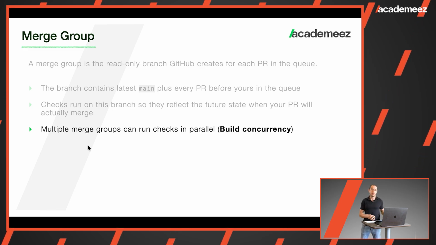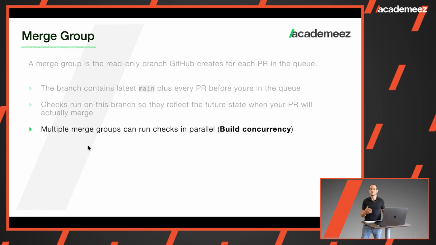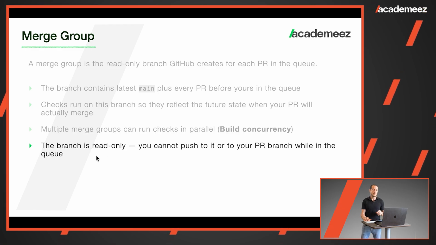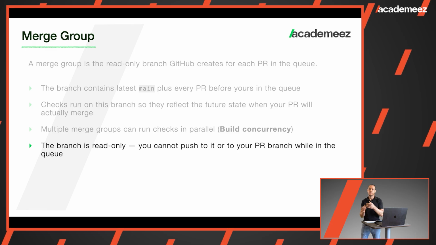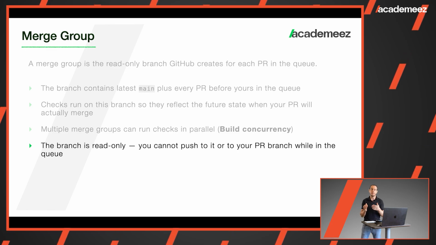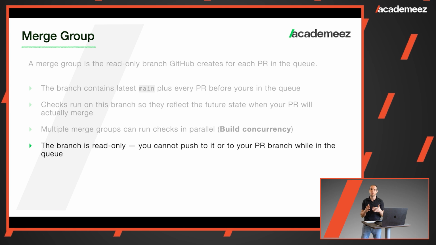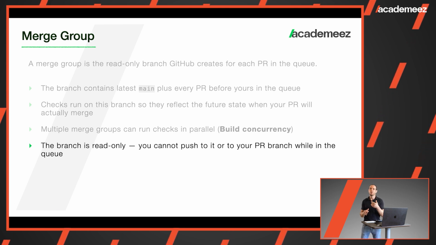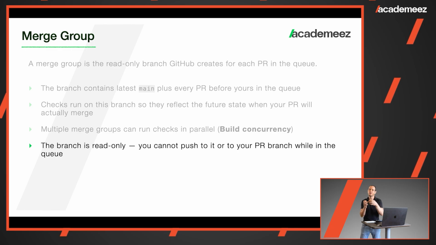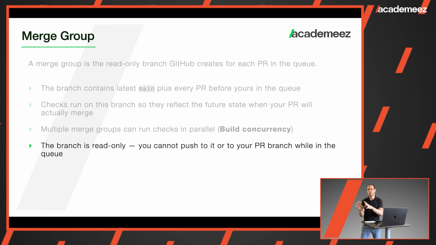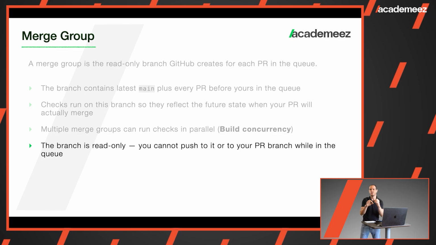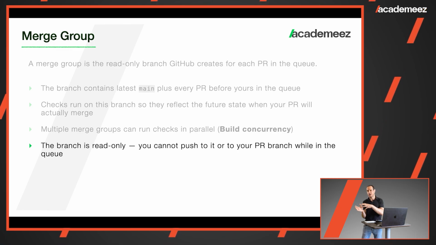So multiple merge groups can run checks in parallel, which is the build concurrency setting. Notice that the branch that is created is a read-only branch, so you cannot push changes to that special merge group branch, and you cannot push changes to your pull request. If your pull request has entered the merge queue, you cannot push changes to that pull request. You have to first take it out of the merge queue.